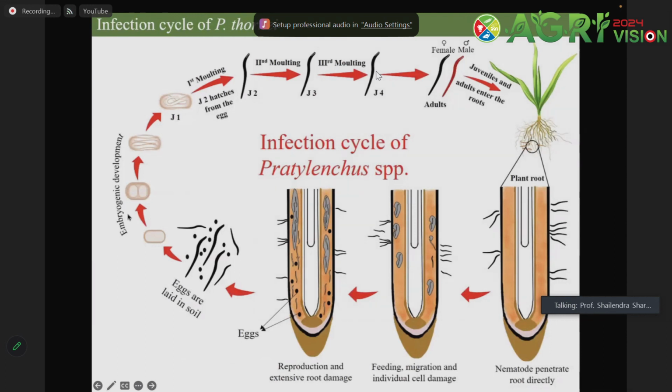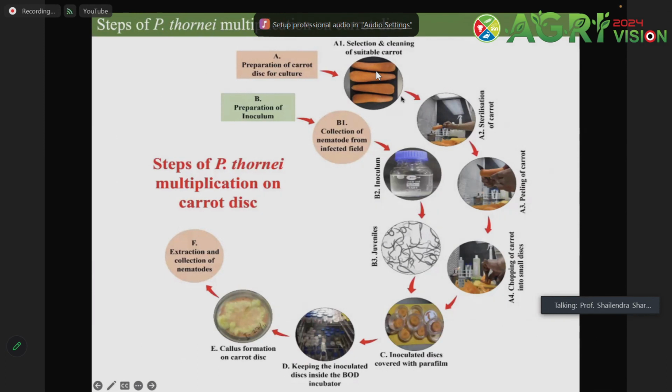Again, there's a formation of the juveniles in the egg development, and first molting J2s hatch from the egg, then second molting, third molting, J3, J4, and there's a differentiation of the adults, female and male, and so on. So with this infection, the difficulty with this nematode is how we multiply it.